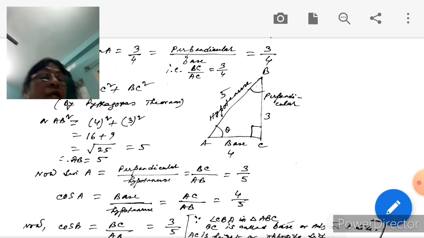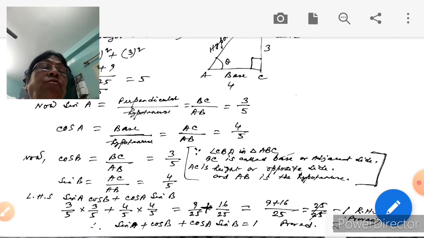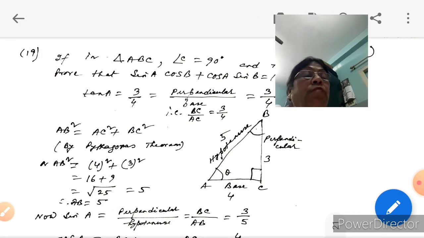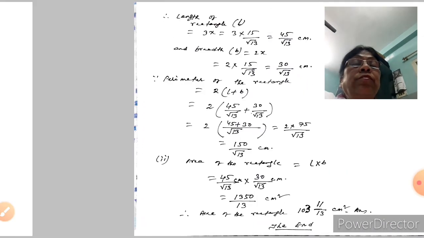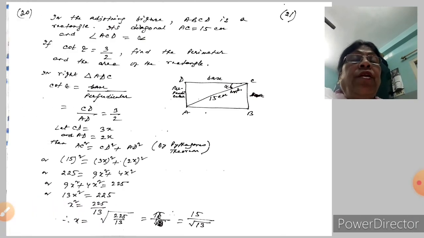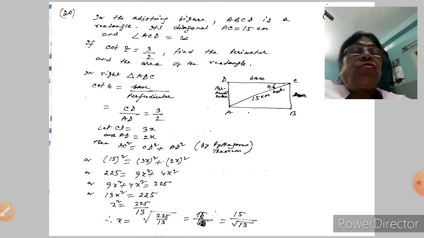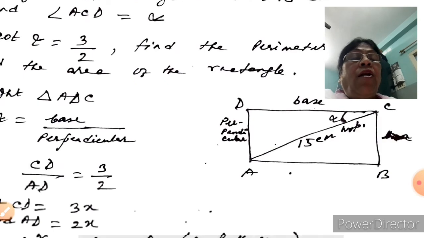Okay. Thank you. So, now therefore sin A cos B plus cos A sin B is equal to 1. This is proved. Okay. Now, come to sum number 20. If in the adjoining figure ABCD is a rectangle, its diagonal AC is 15 centimeter and angle ACD is equal to alpha.